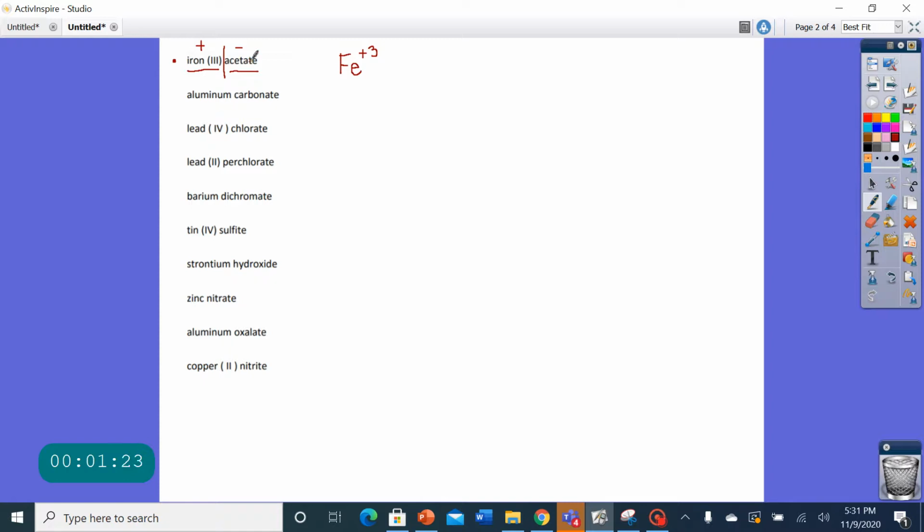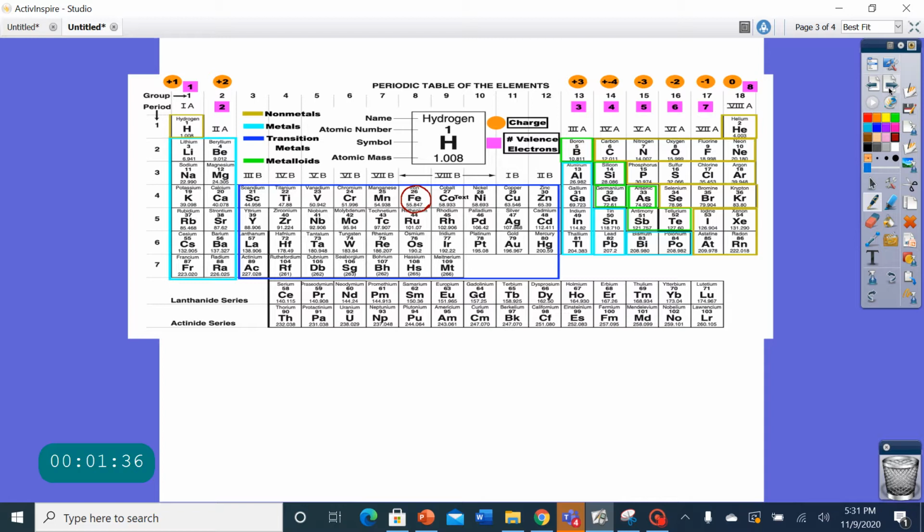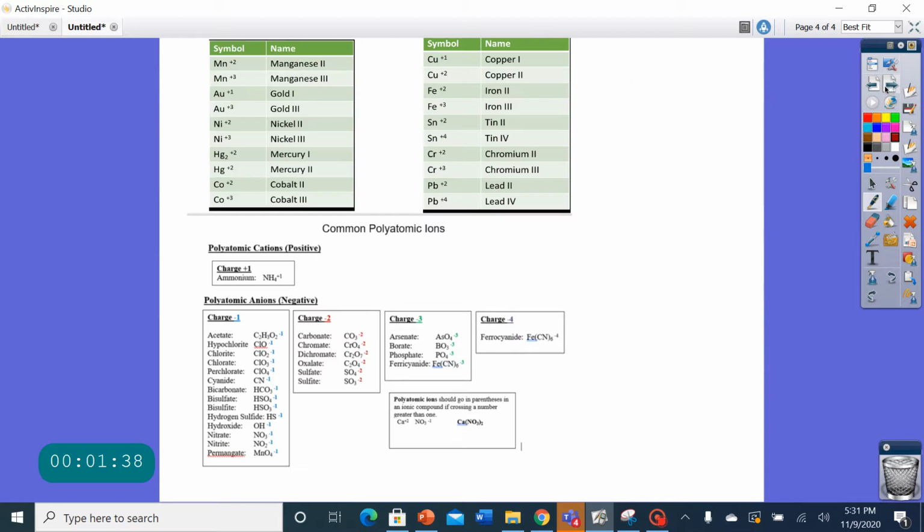As far as the anion, I noticed that it has the ATE ending. From what we learned in class, that tells me that it is going to be a polyatomic ion. So this is where you're going to go back and look at your ion sheet, and I'm going to look for acetate. Okay, so there it is right here. I'm going to go ahead and write that down. It's C2H3O2 with a -1 charge.